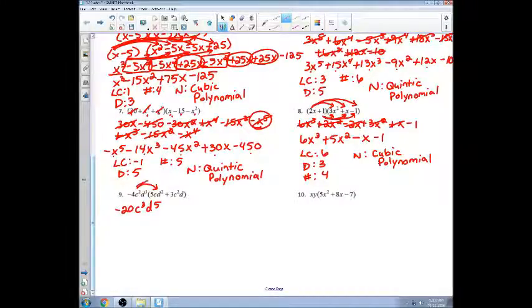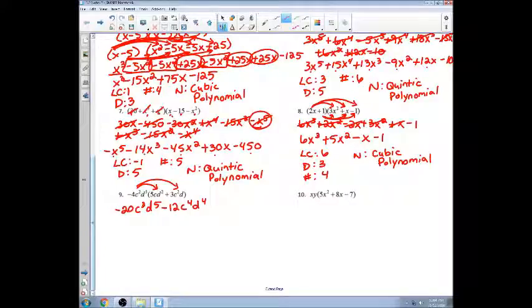So I'm going to take the negative 4 c squared d to the third times 3c squared d. Negative 4 times 3 would be negative 12. C squared times c squared would get me c to the fourth. D to the third times d would get me d to the fourth. Now the question is, how do I write this in standard form?